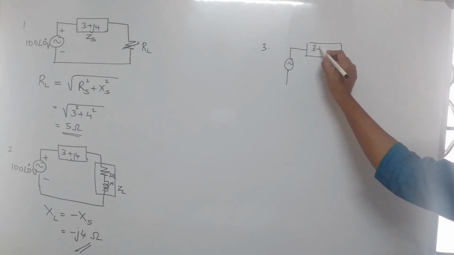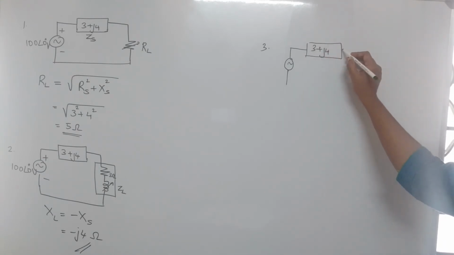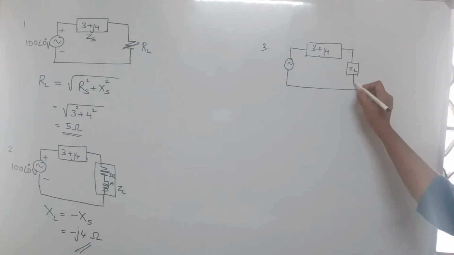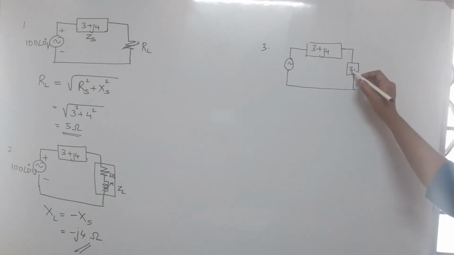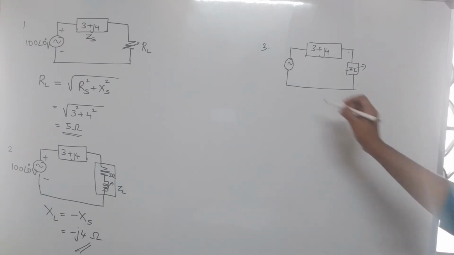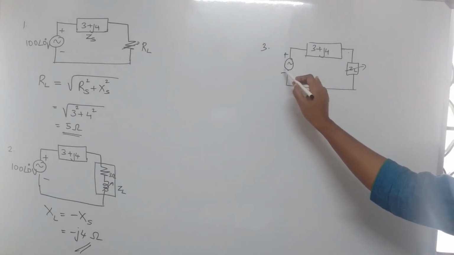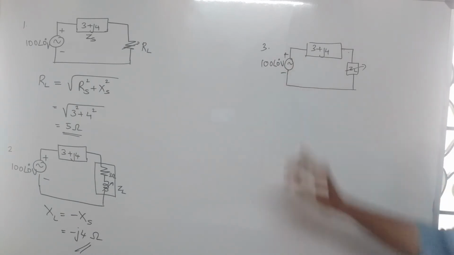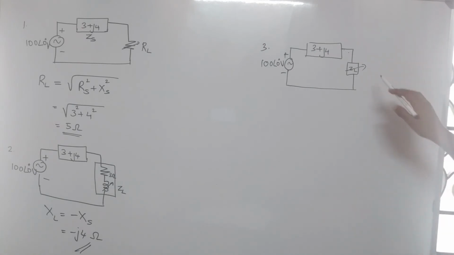This is 3 plus J4, and you have an impedance load which is varying. This is 100, again the same thing. This is 100 angle 0 degree volt. We need to find out ZL.